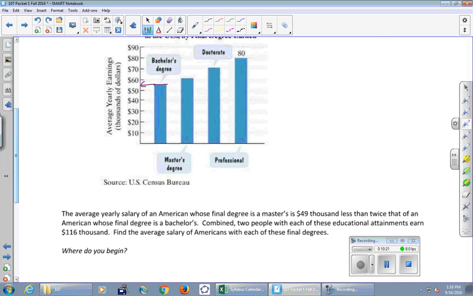Let's take a look now at the question. It says the average yearly salary of an American whose final degree is a master's is 49,000 less than twice that of an American whose final degree is a bachelor's. Combined, two people with each of these educational attainments earn 116,000. Find the average salary of Americans with each of these final degrees. Okay, so let's give this a shot.